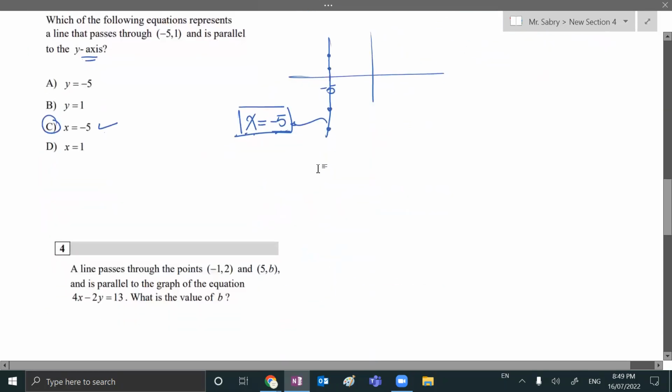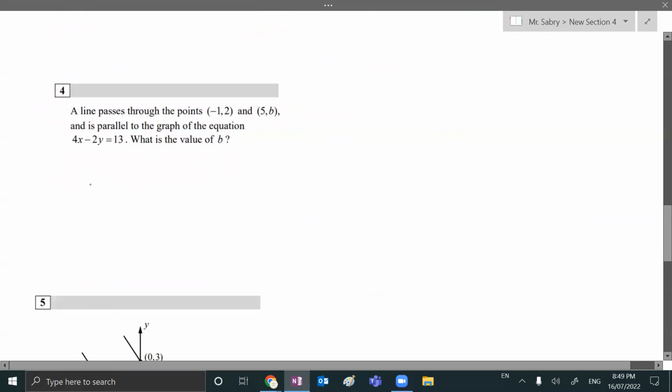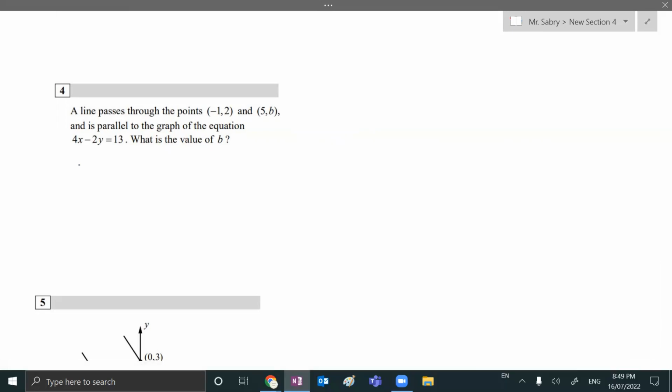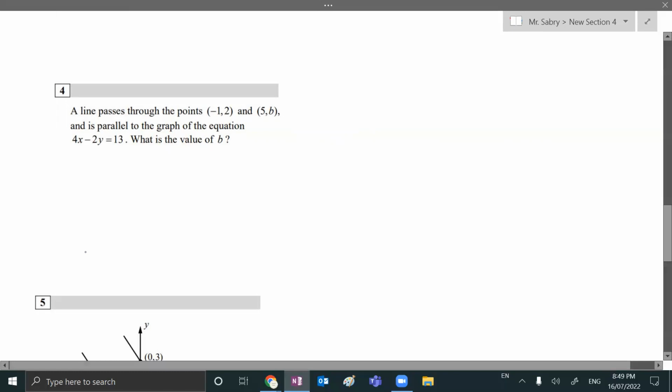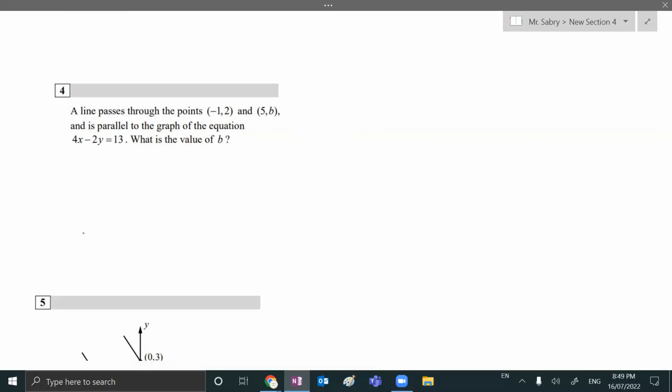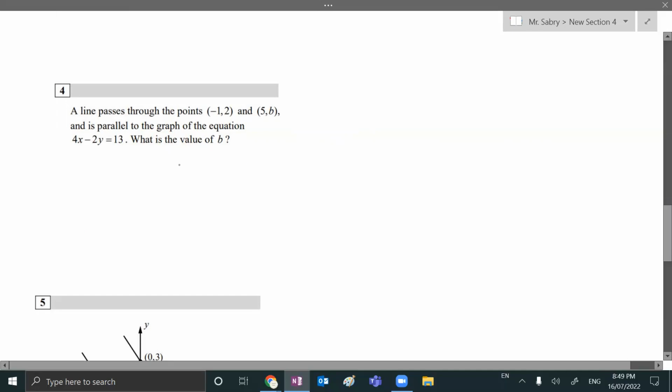Alright, so this is 3 كمان. Number 4. It says here, these are the important ones, okay? It says here these 2 points, there's a line that passes through these 2 points and is parallel to the graph of the equation this. We solved questions very similar to this one, but instead of giving you the slope directly على طول اقول لك دول 2 points and the slope is 3, for example, they told you it's parallel to this one and you have to figure out the slope.